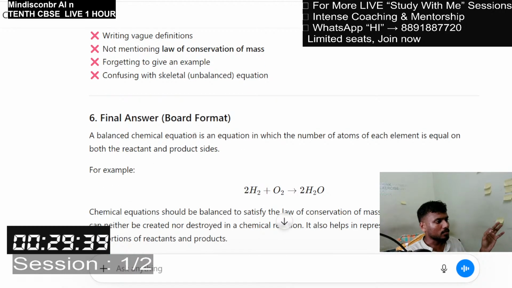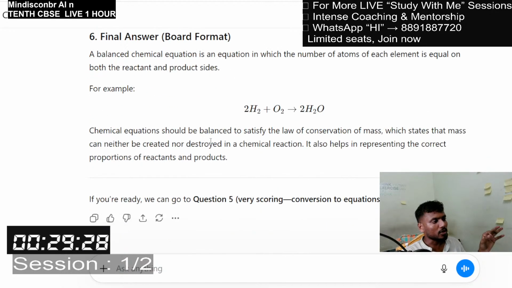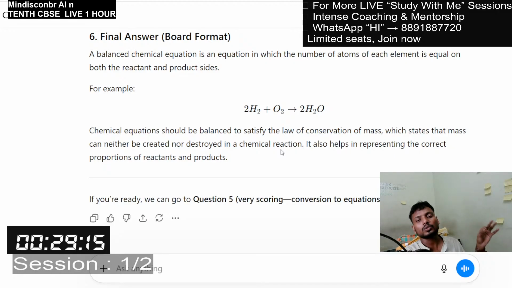Final answer, in bold format: A balanced chemical equation is an equation in which the number of atoms of each element is equal on both the reactant and product side. For example, 2H2 plus O2 gives 2H2O. A chemical equation should be balanced to satisfy the law of conservation of mass, which states that mass can neither be created nor destroyed in a chemical reaction. It also helps in representing the correct proportions of reactants and products, and it is essential for numerical problems and stoichiometry.